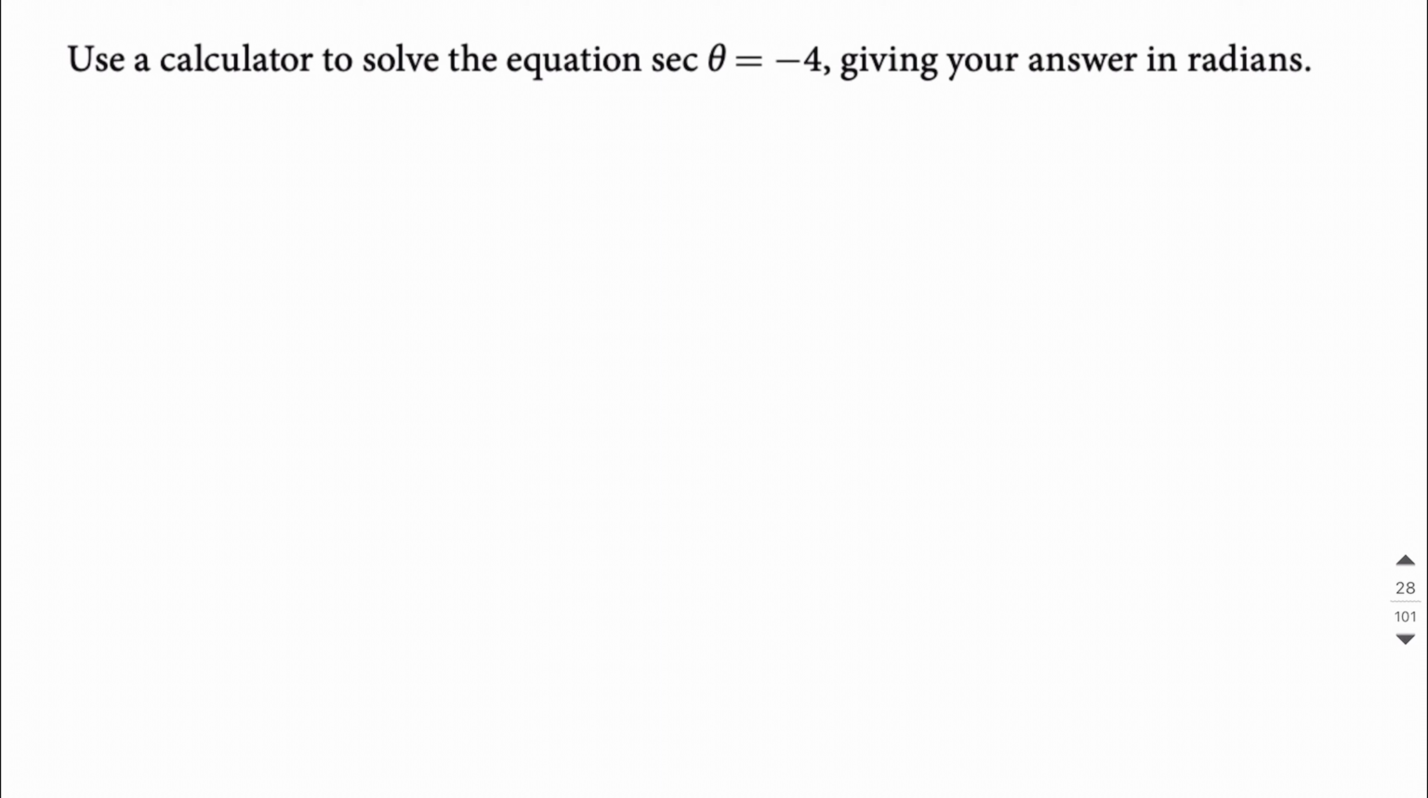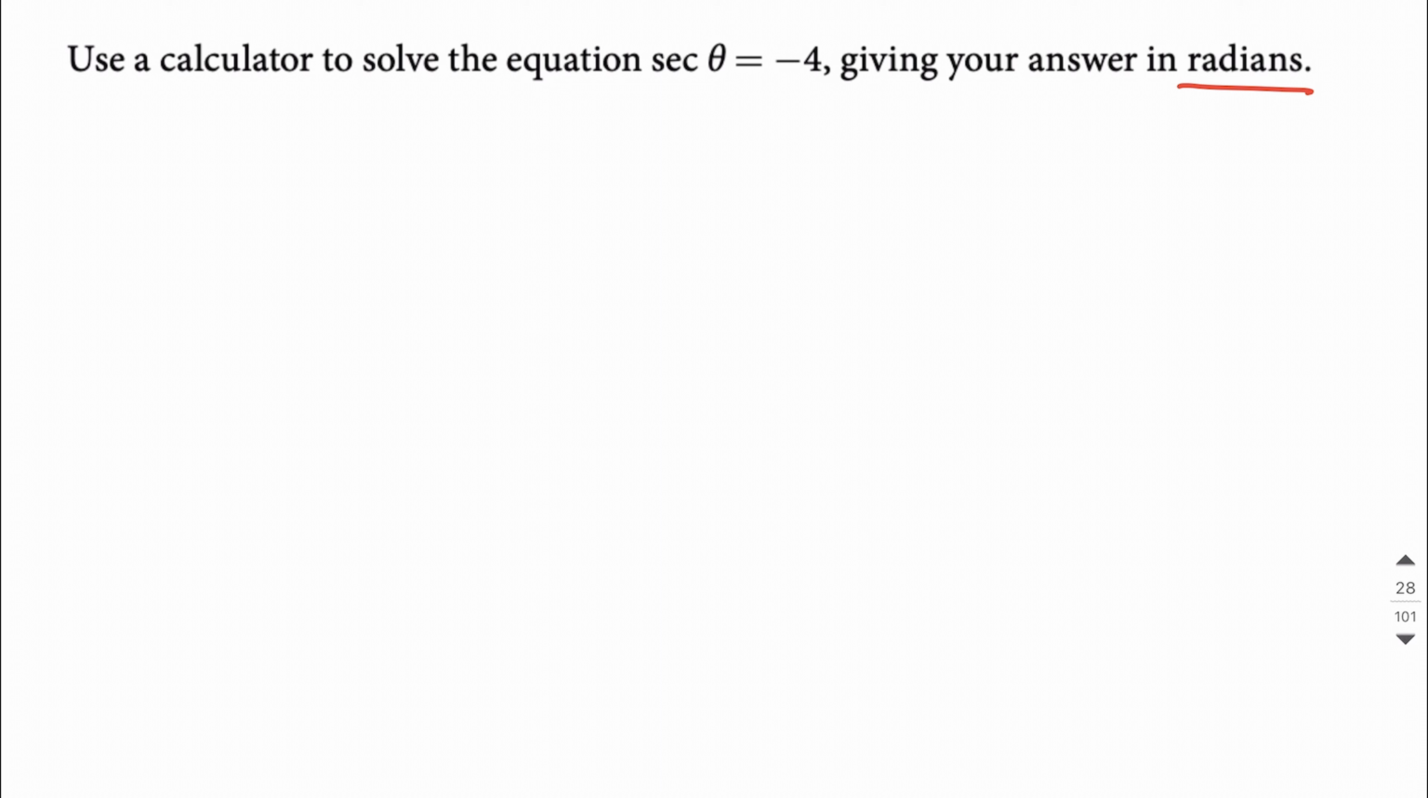Okay, we're going to use a calculator to help us solve this equation that secant of theta equals -4. Simple enough looking equation. And we're going to give our answer in radian. So that's a clue that we want to be in radian mode for our calculator. All right, so simple looking equation.